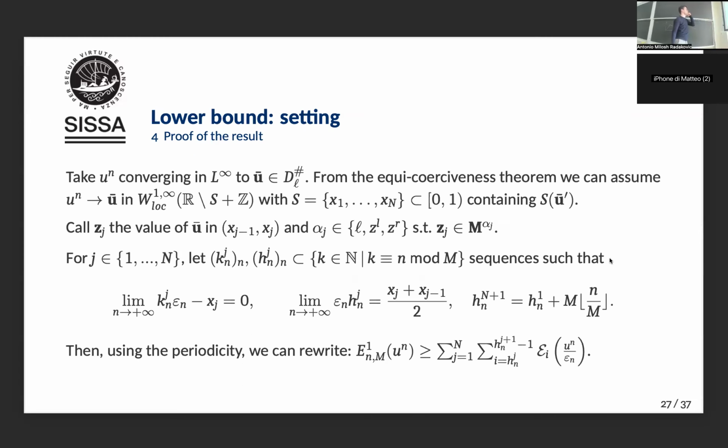So now let's move to the gamma limit inequality. We take a sequence converging in the sense described before with respect to the L infinity topology to something in our domain. We can assume the energy to be bounded so that we can apply the equicoerciveness result, so that we can recover a very strong convergence also on the derivative, and we can find some singular points, we will call them x1, x2 to xn.